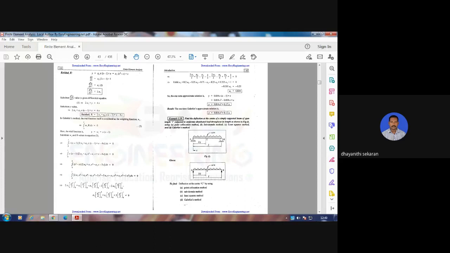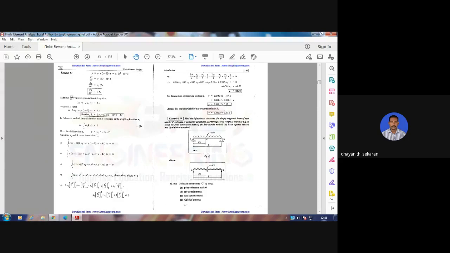So 0.666 a1 plus 0.2 a1 minus 0.25 a1 minus 0.75 minus a1 minus 0.25 a1 plus 0.333 a1 plus 1 equals 0. This gives minus 0.301 a1 equals minus 0.25, so a1 equals 0.830. So y equals 0.830 x into (x minus 1) plus x, which is 0.830 x squared minus 0.830 x plus x. Finally the solution is y equal to 0.830 x squared plus 0.17 x.